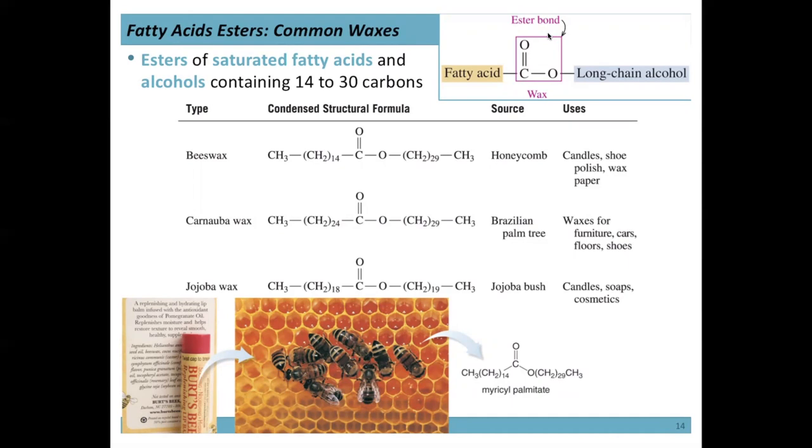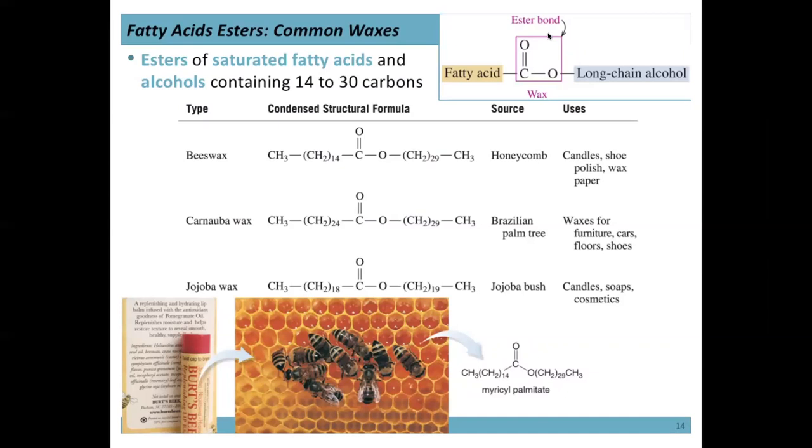Carnauba wax, you may see this for polishing. I believe you can find it in car polish and other waxes. It's got a much longer fatty acid there. So the fatty acid actually has 26 carbons. Then you've got jojoba wax, a little bit shorter fatty acid than carnauba wax of 20 carbons, but longer than the beeswax. But the alcohol is also shorter with 20 carbons. So it comes from the jojoba bush, and it's used in candles and soaps and cosmetics. You can see an example of actual beeswax down there. So 16 carbons in the fatty acid and 30 carbons in the alcohol.